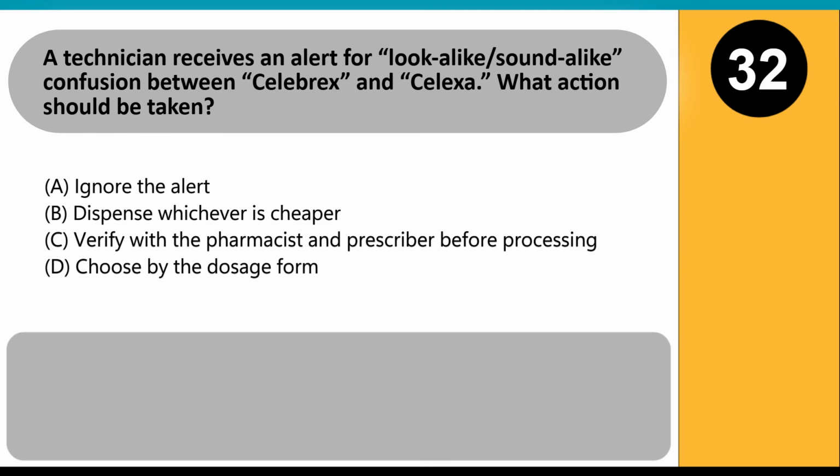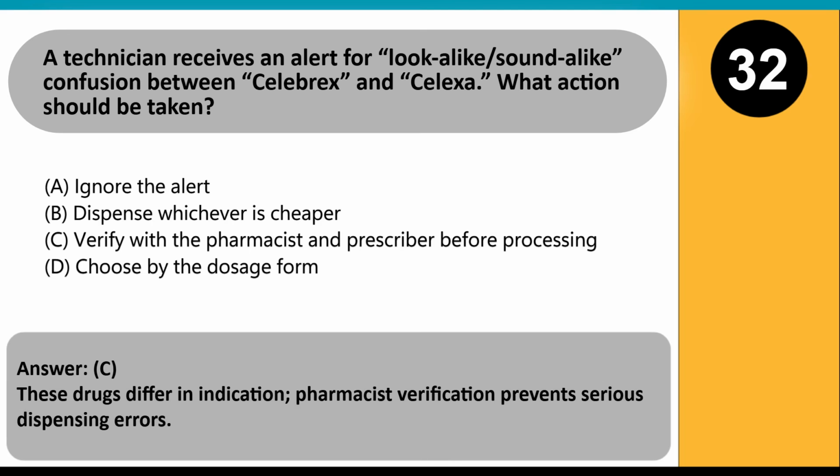B. Dispense whichever is cheaper. C. Verify with the pharmacist and prescriber before processing. D. Choose by the dosage form. Answer, C. These drugs differ in indication. Pharmacist verification prevents serious dispensing errors.